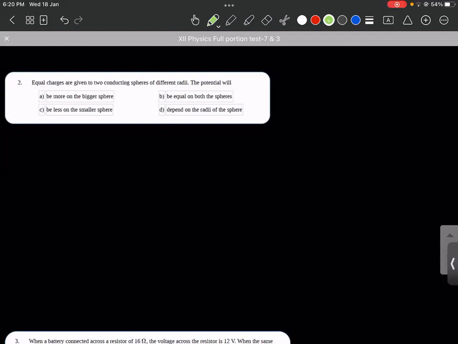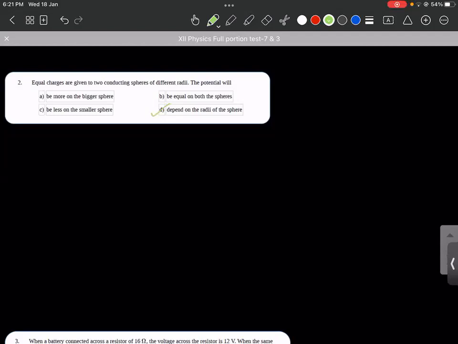So equal charges are given to conductors of different radii. The potential will be for which one? The potential will depend on the radius of the sphere, sir. Yes, it will depend on the radius of the sphere.